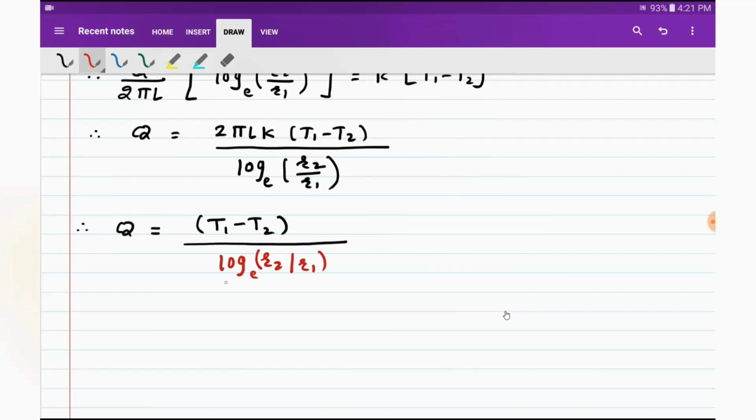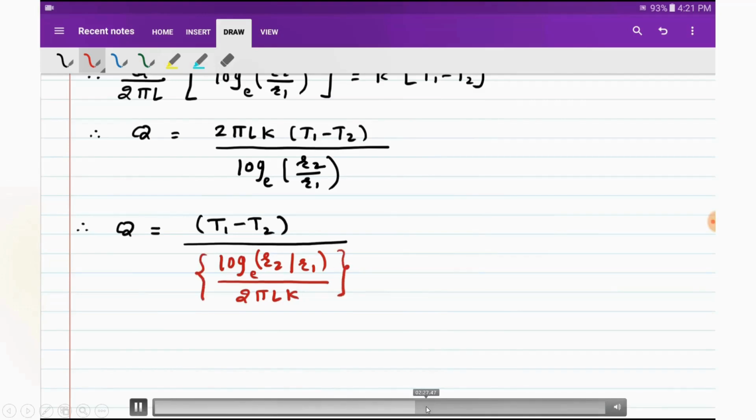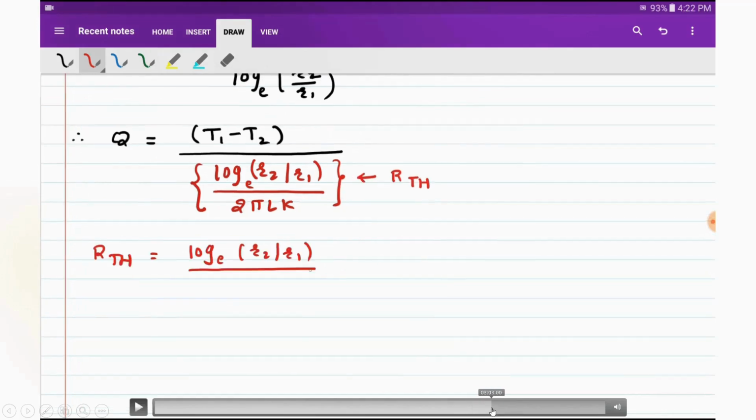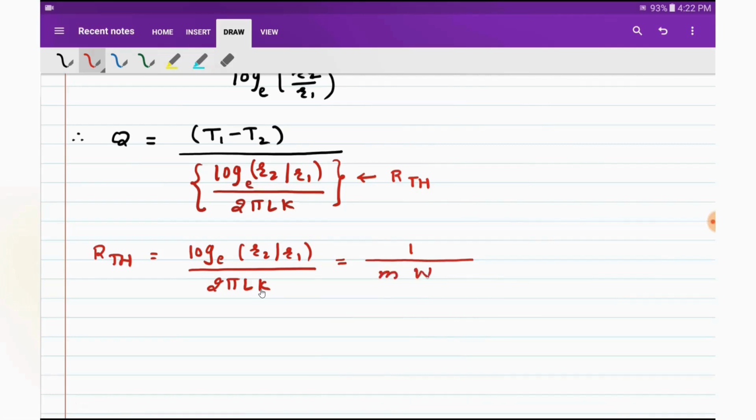So this term which is present in the denominator is known as the thermal resistance. And what are the units for this thermal resistance, that also we will see. R2 upon R1, as it is a ratio, it is not having any unit. 2 pi is also not having any unit. So L length is in meter and K is in watt per meter Kelvin.